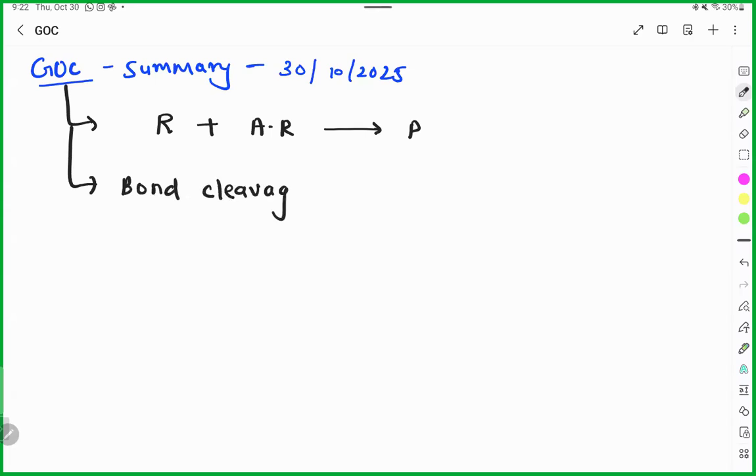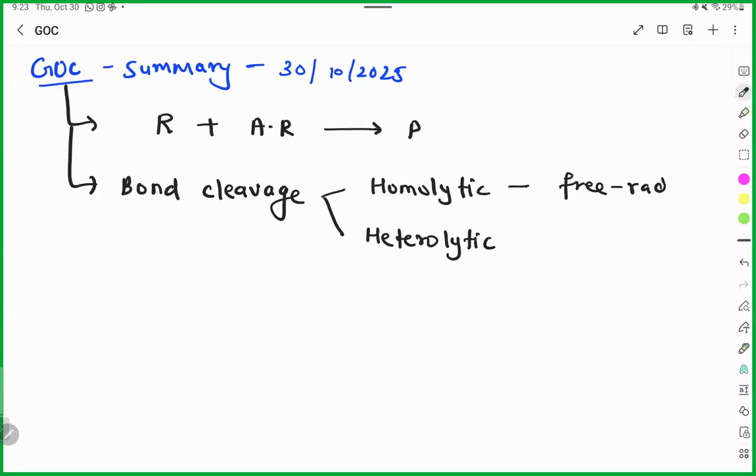This cleavage can occur in two ways: equal breakdown, homolytic, and if positive and negative charge is created, heterolytic. Hetero means different, lytic means breakdown. Homolytic usually leads to the formation of free radical, and heterolytic leads to the formation of carbocation and carbanion.